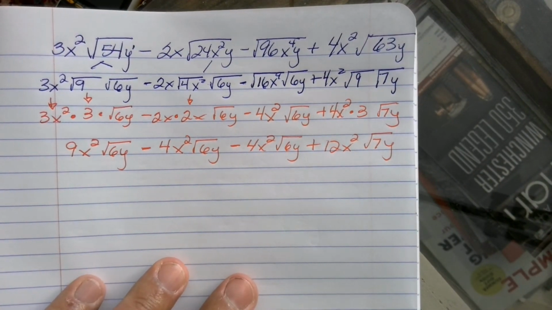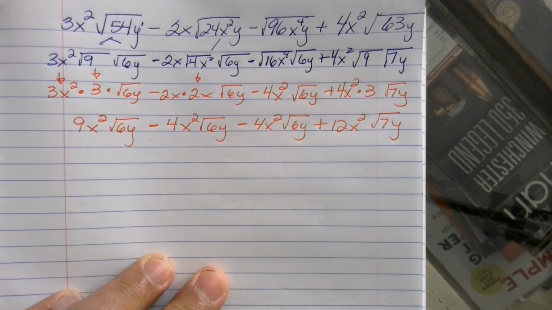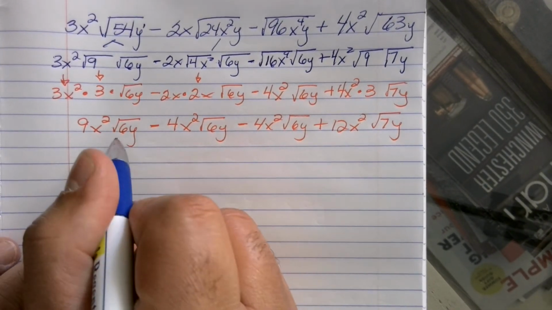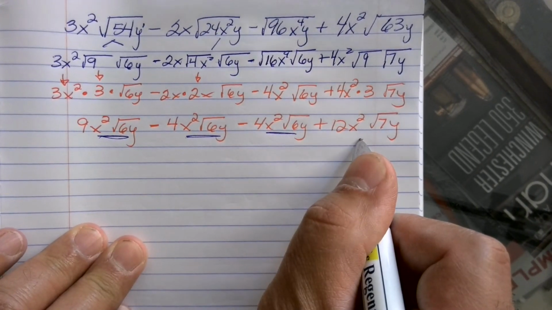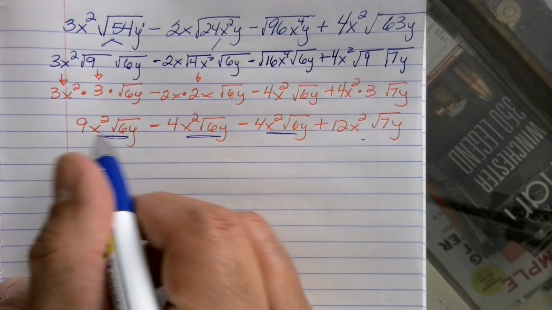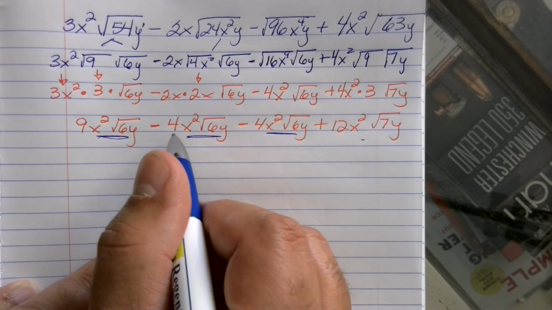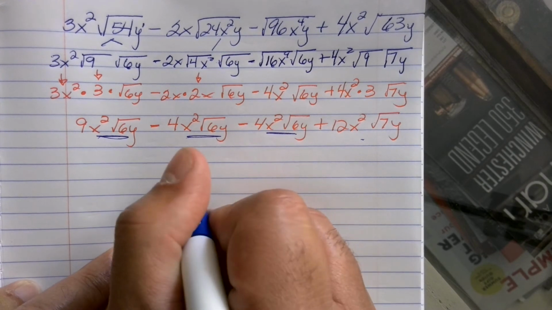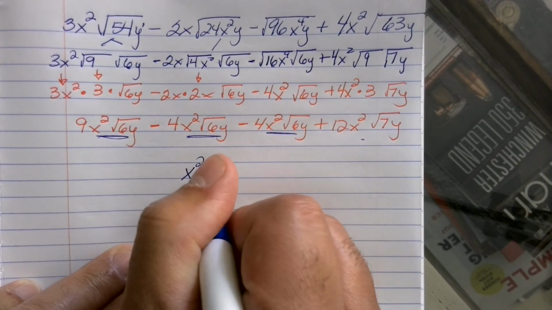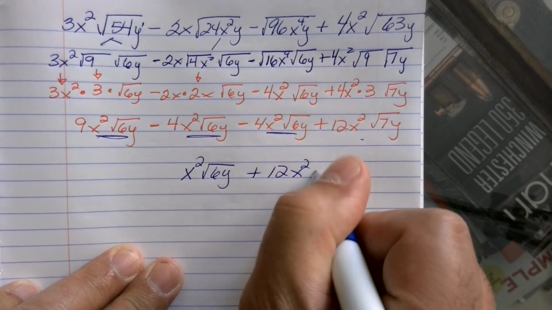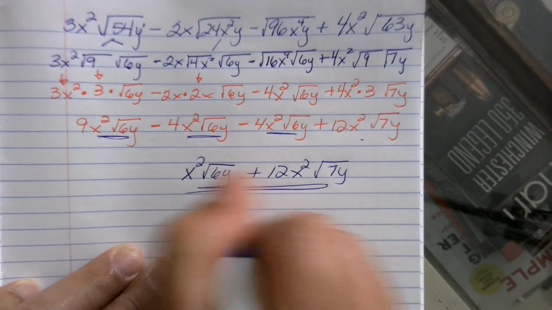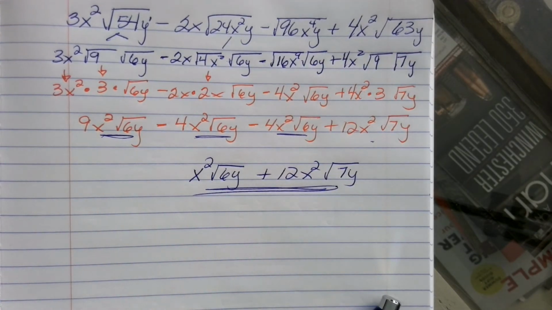So it's really like 4 different problems all mashed up together. And now we have to combine like terms. Like term, like term, like term, not a like term. So I want to add these all up. 9 minus 4 is 5. 5 minus 4 is 1. So I'm just going to have 1x squared rad 6y plus 12x squared rad 7y. That's my final answer. So check your work and see how that works out for you.